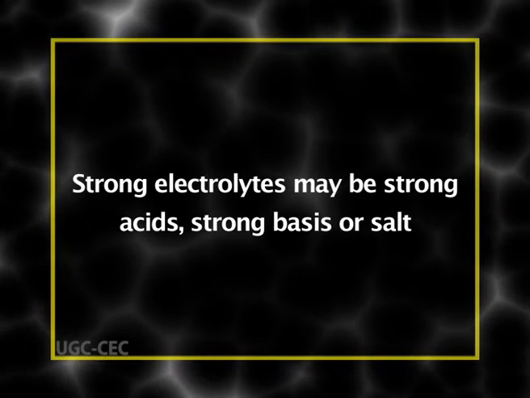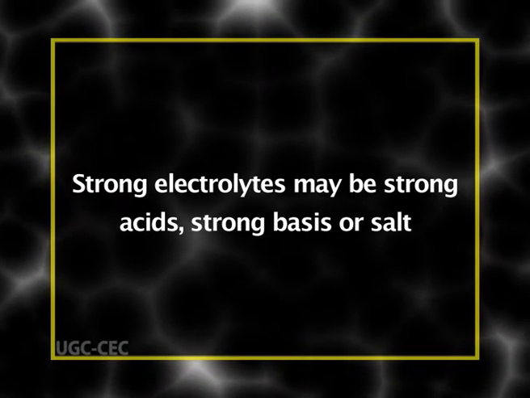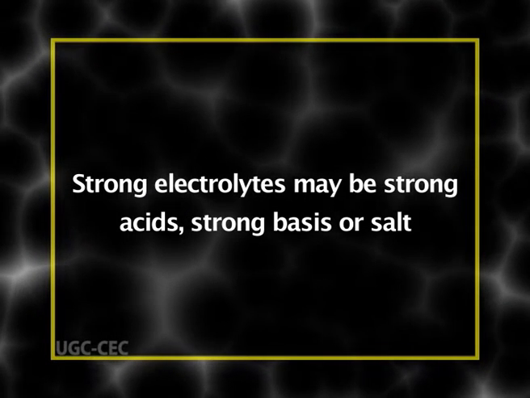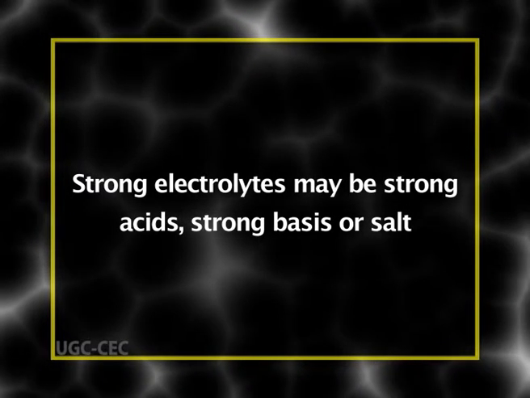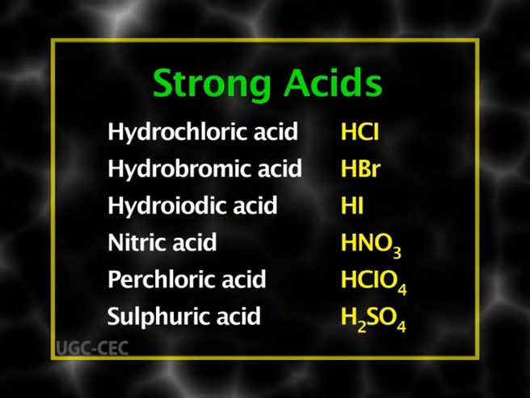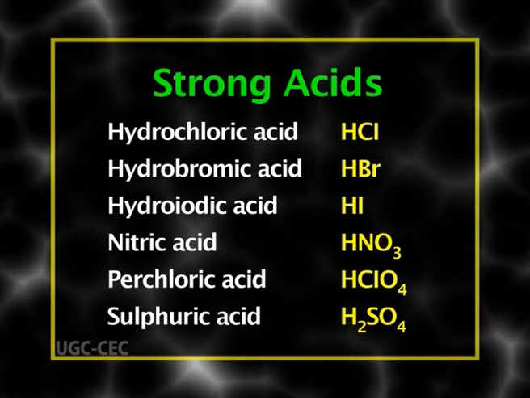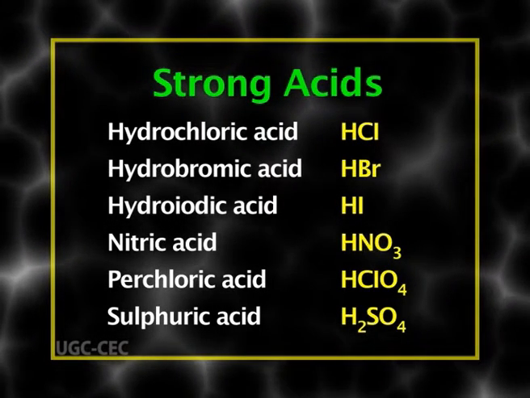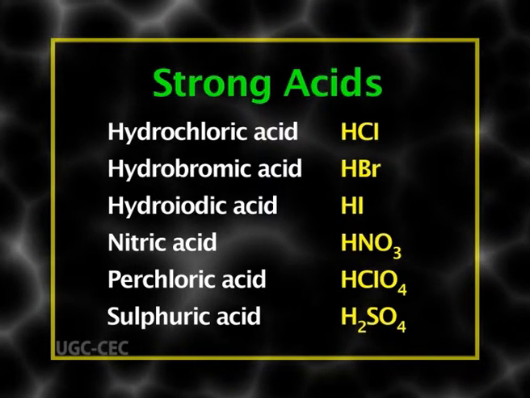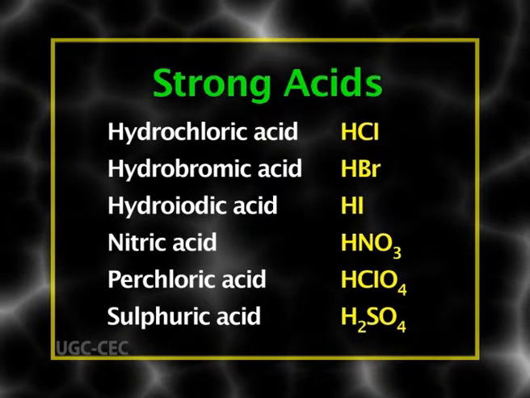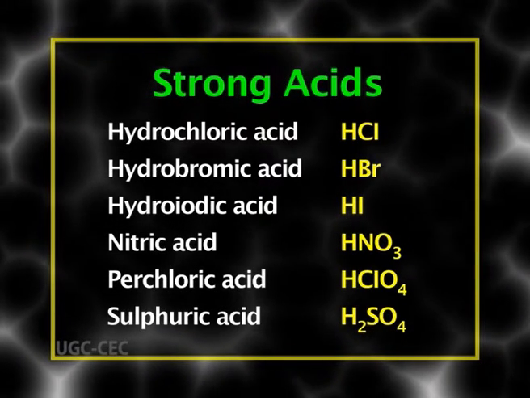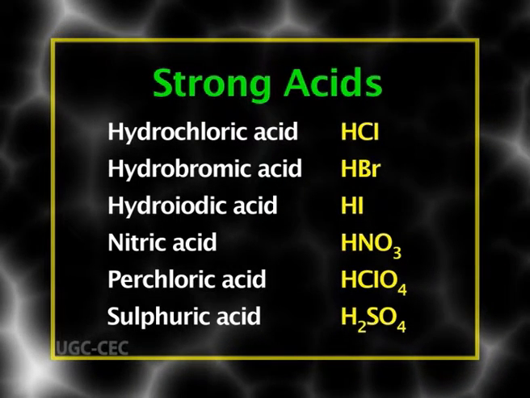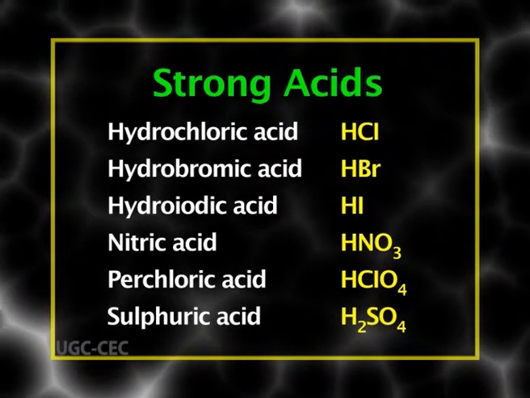Examples of strong and weak electrolytes. Strong electrolytes may be strong acids, strong bases, or salts. Amongst the strong acids, we have various examples: hydrochloric acid, HCl; hydrobromic acid, HBr; hydroiodic acid, HI; nitric acid, HNO3; perchloric acid, HClO4; and sulfuric acid, H2SO4.